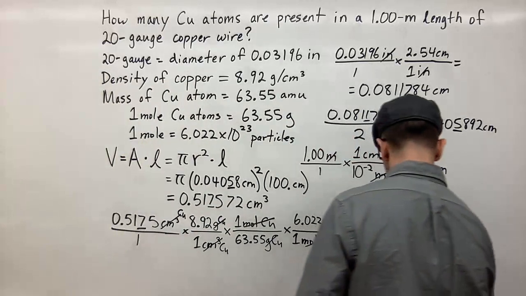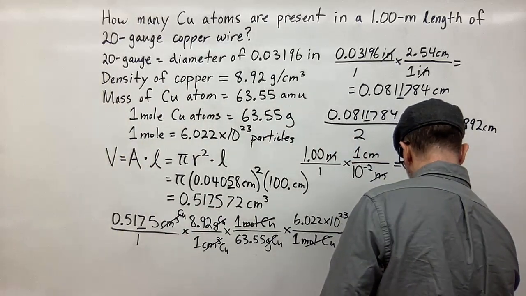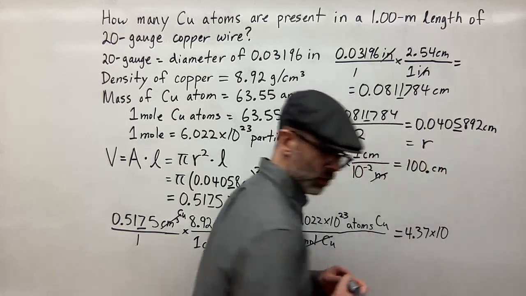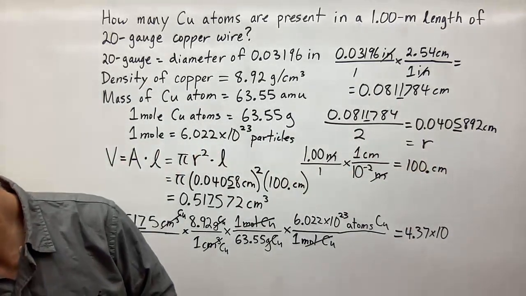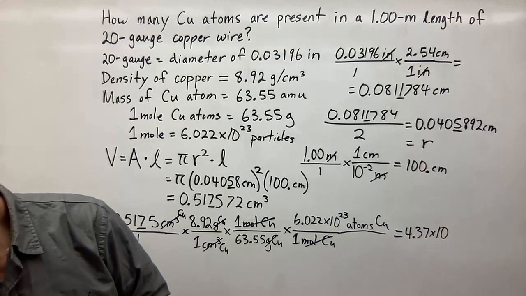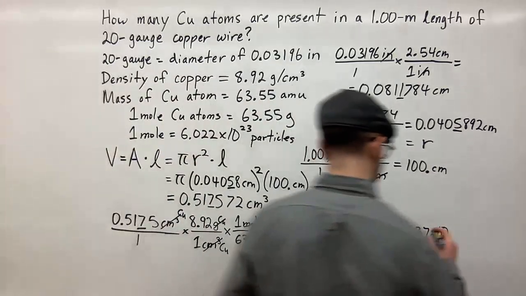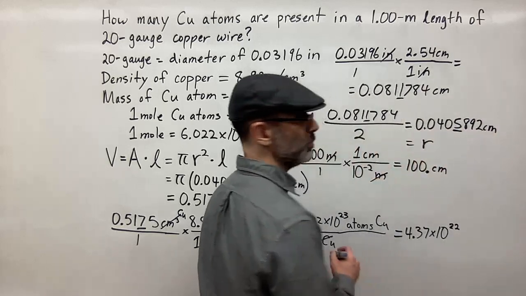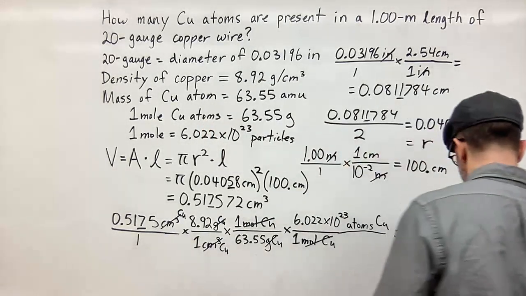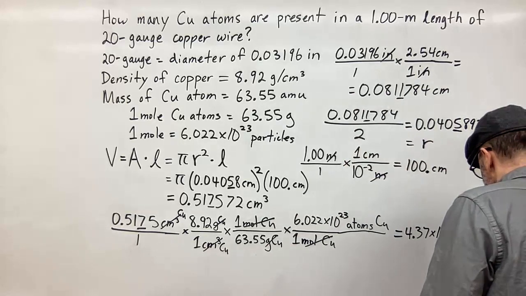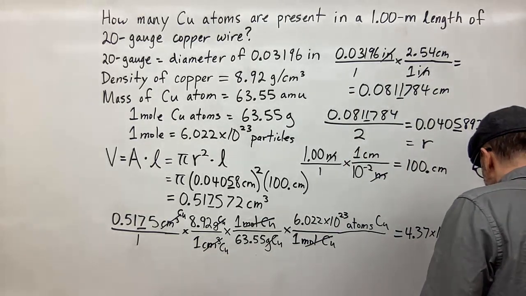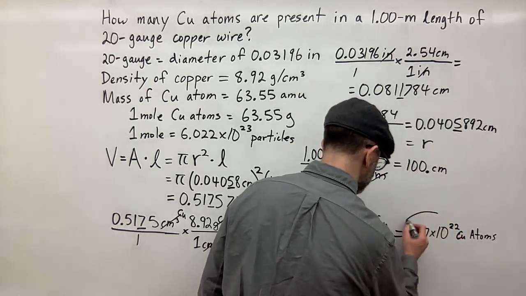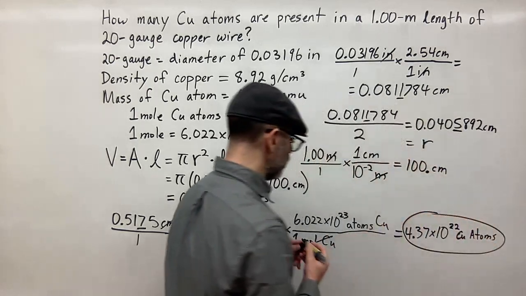4.37 times 10 to the 22nd atoms of copper, or copper atoms. So this is my answer.